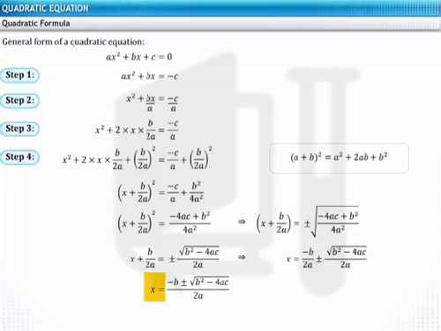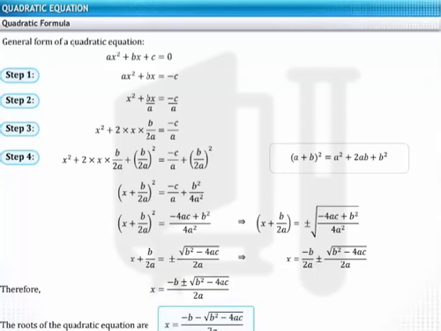On solving the equation, you get x is equal to minus b plus or minus square root of b squared minus 4ac divided by 2a. Therefore, the roots of this quadratic equation are x is equal to minus b minus square root of b squared minus 4ac divided by 2a and x is equal to minus b plus square root of b squared minus 4ac divided by 2a.